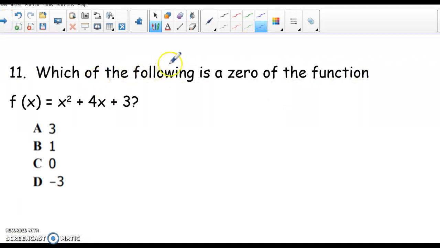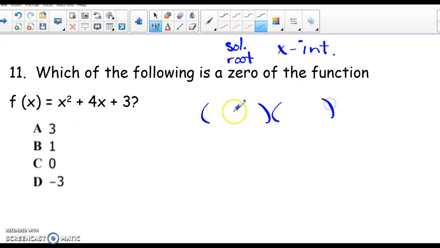Which of the following is a 0 of the function? All I want is the root, the solution, or the x-intercept. They all mean the same thing, so I need to factor it. So I'm going to put 2 sets of parentheses. Both signs will be the same. They'll both be plus. X squared can be broken down to x times x. What can I multiply to get 3 that when I add, I get 4? 1 and 3. Those are my factors.